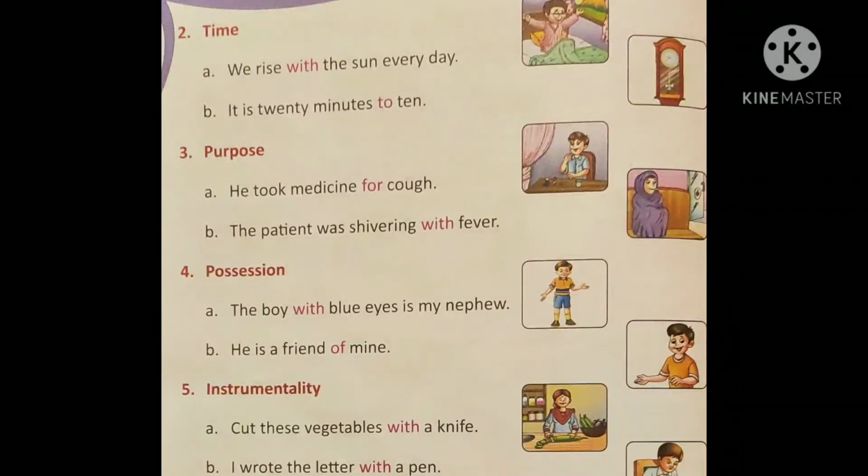Next shows the relationship of preposition with the instruments. For example, A part, cut the vegetables with a knife. B part, I wrote the letter with a pen. So which shows the relationship with the instruments here.